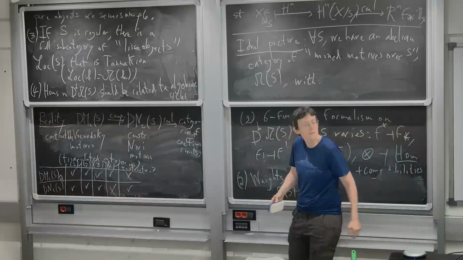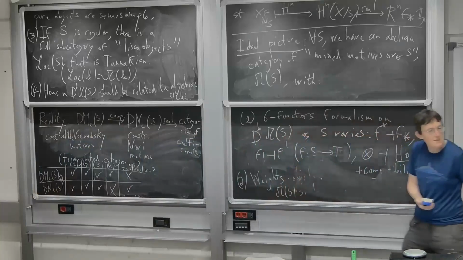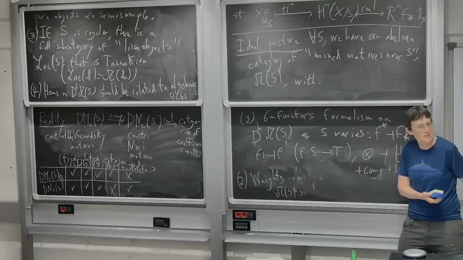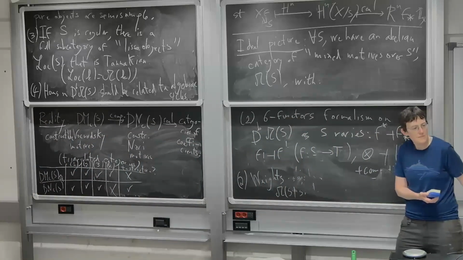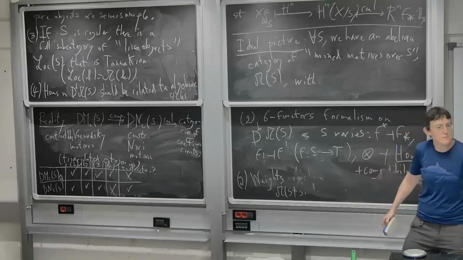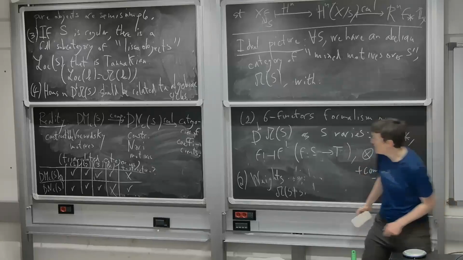A question: I've heard this difference many times, but what is one thing that would give having an abelian category rather than just a derived category? You mean for Voevodsky motives? Yes. For Nori motives, there is an abelian category.